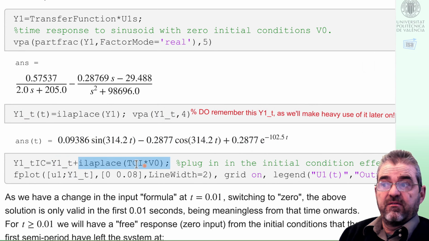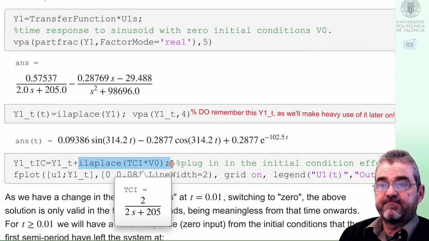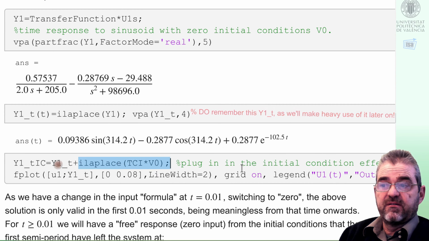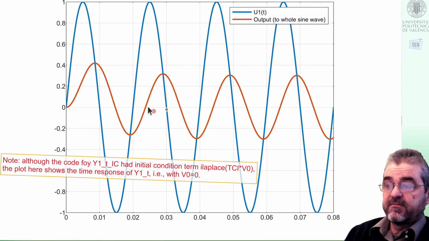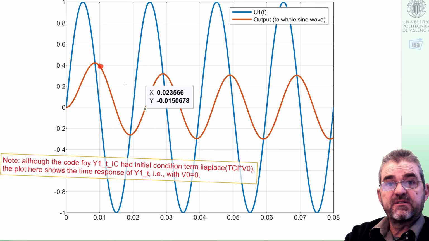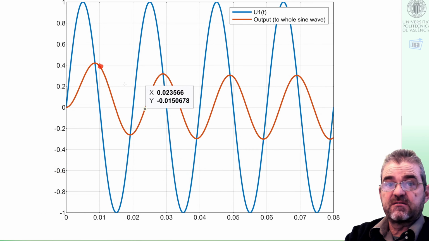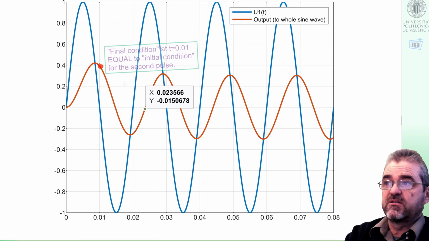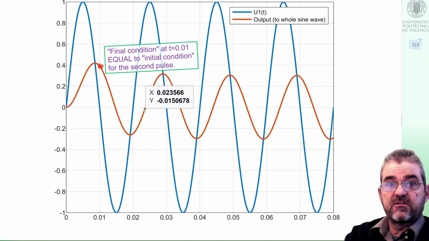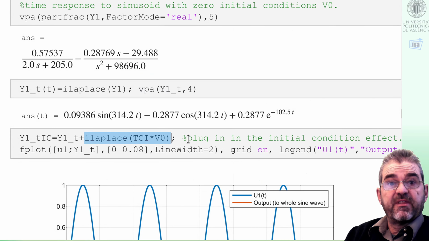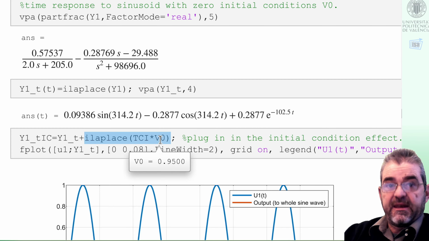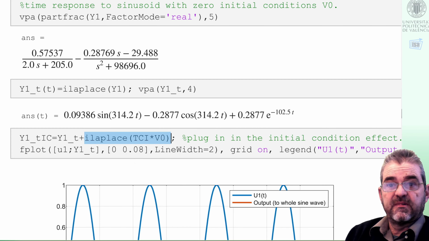And if we add the initial condition terms in here, we get the output to a sinusoidal, but from this point onwards, the red plot is meaningless because my actual input changed formula. It's the second pulse. So I will use this as an initial condition. For the second pulse, the computations will be identical, but I need to put a different initial condition that I would call, instead of V0, V1. Let's do it.